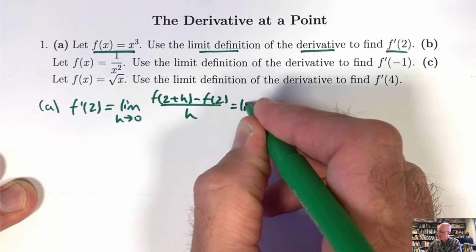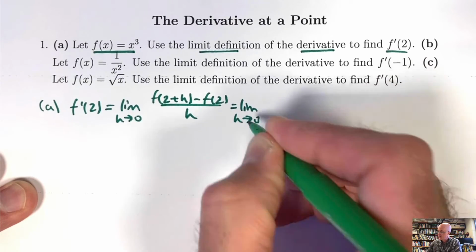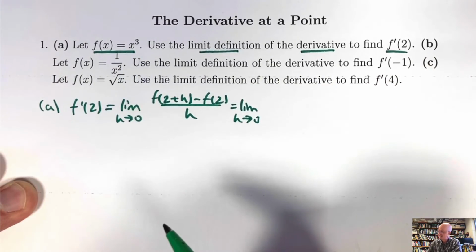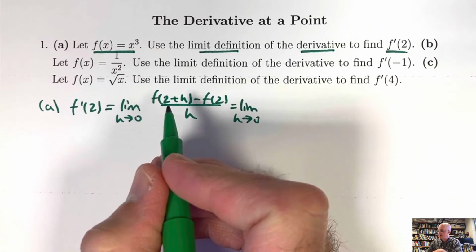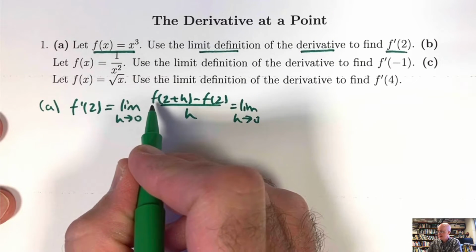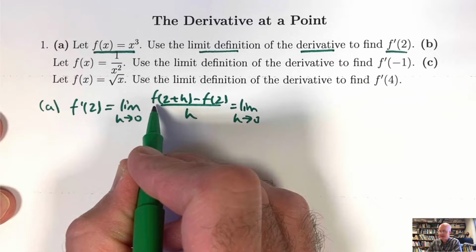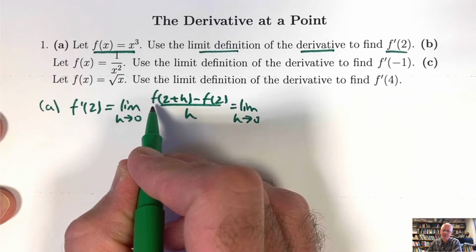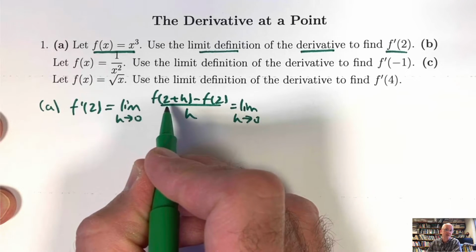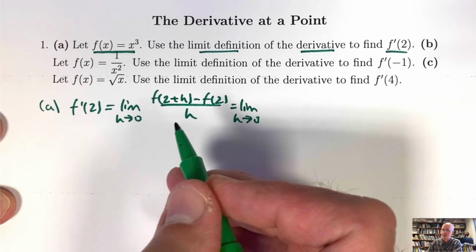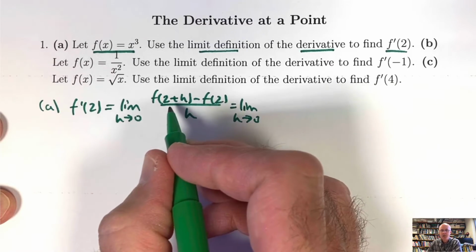So now it's a matter of using the function's formula. The formula here for part A is x cubed. It's a big place where people make mistakes right here. They don't quite understand what this notation really means. They see something like this and they think, well, what is f? Is f a number or something? And they think maybe f of 2 plus h is the same as f of 2 plus f of h or something like that. No, that's not what this means.